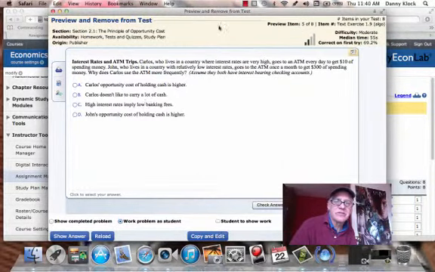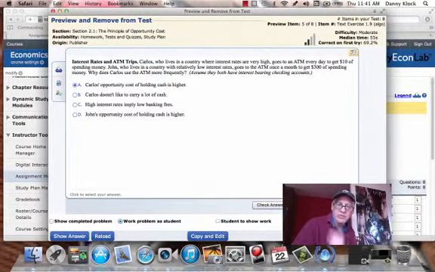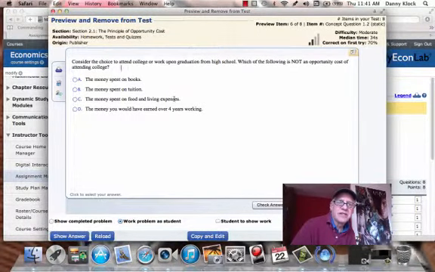Next. Oh, here's the interest rate again. Carlos lives with high interest rates. So Carlos's opportunity cost of holding cash is higher. Check answer. Yeah, great. I'm losing my voice, so I gotta hurry along here. Consider attending college. Again, yeah, money spent on food and living is not an opportunity cost.